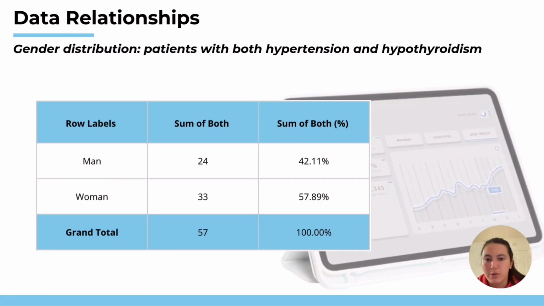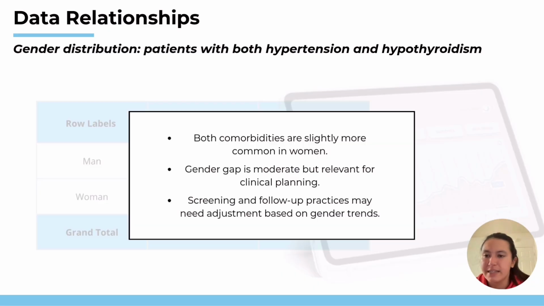Now I'm going to talk about the patients with both hypertension and hypothyroidism. This data shows how many patients have both comorbidities. Women account for 33 cases, which represent 57.89% of patients with both conditions, and men represent 24 cases, or 42.11% of the total. This indicates that the combined presence of hypertension and hypothyroidism is more common in women. This pattern is expected as hypothyroidism is generally more prevalent among women. Although the gender difference is not very large, it is consistent and relevant for clinical consideration.